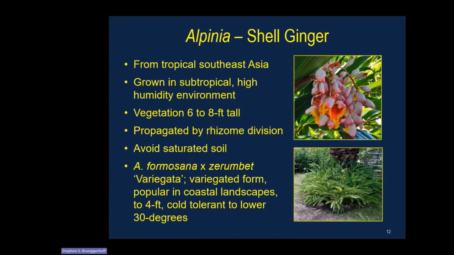All right, let's get into the meat of this, the belles of the ball. This is genera Alpinia. In general, they're called shell ginger. They're called shell ginger because of these beautiful shell-like structures that the flowers form. They're from tropical Southeast Asia, so they have a broad distribution within Southeast Asia. Often they're grown in subtropical, high humid environments, so they'll work well here in our county as well as Brazoria County, all the way into Fort Bend County, maybe north.